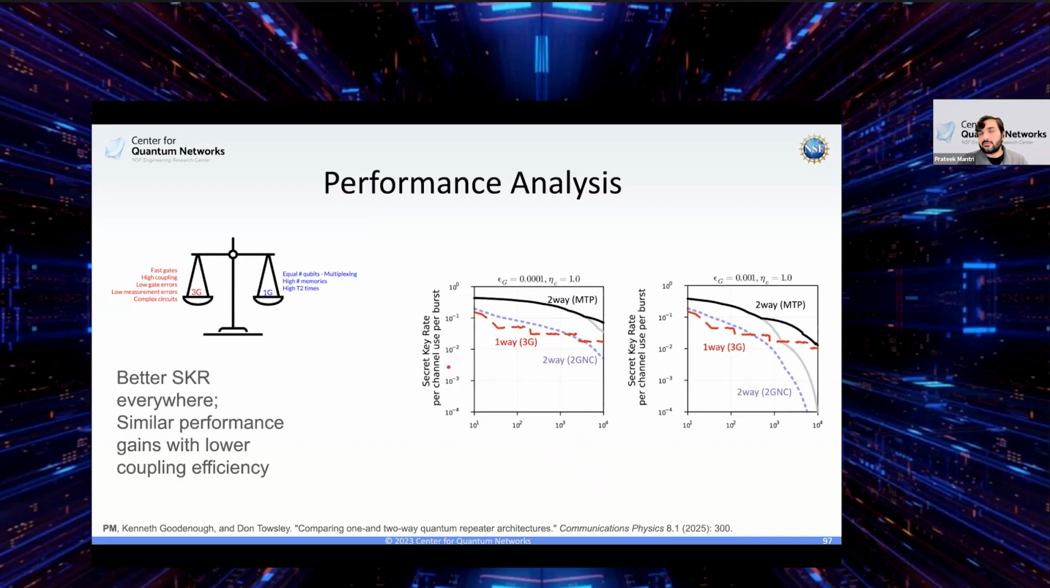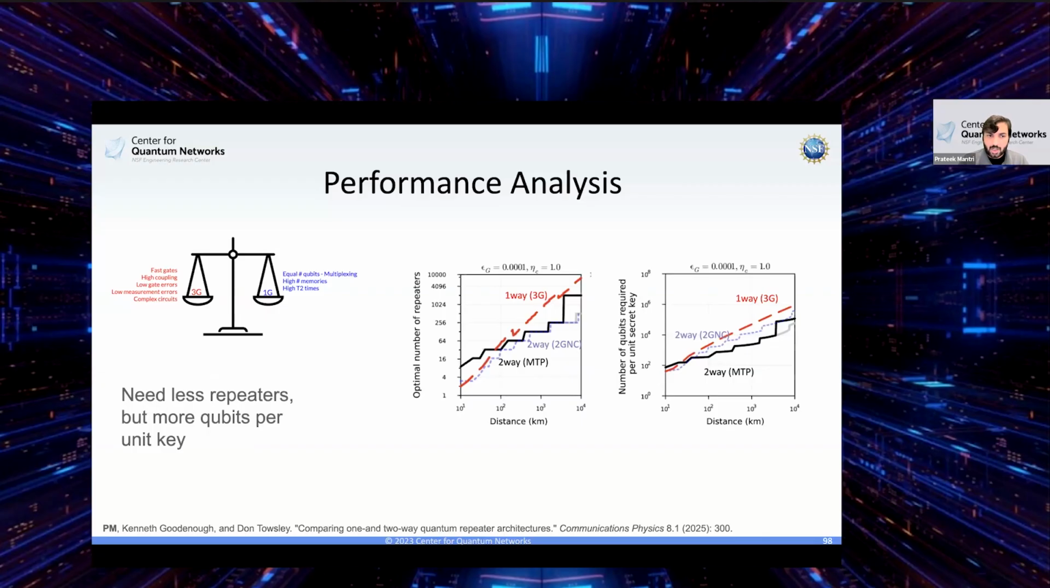And the secret key rate, as I mentioned earlier, is a metric that combines both quality and quantity. So you get better SKR performance, and you get similar performance gains with even lower coupling efficiency. Now, if you look at the number of repeaters that are required, the two-way MTP scheme requires way fewer repeaters than the one-way scheme again. These are on a log scale, these are the different numbers of repeaters. So as you can see, for moderate to high distances, you always end up using fewer repeaters than the ones shown here with the red dashed line.